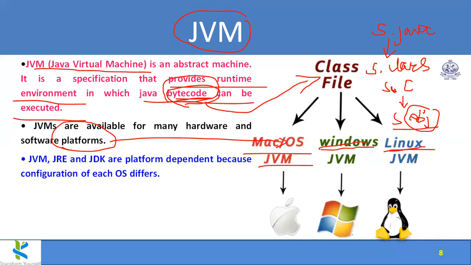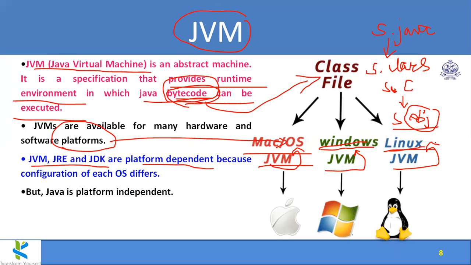Now, JVM, JRE and JDK are platform dependent, because a separate JVM is required for Mac OS, a separate JVM is required for Windows OS, and a separate JVM is required for Linux. But the Java software automatically creates it internally, virtually. We don't bother about that, and so we call Java platform independent.